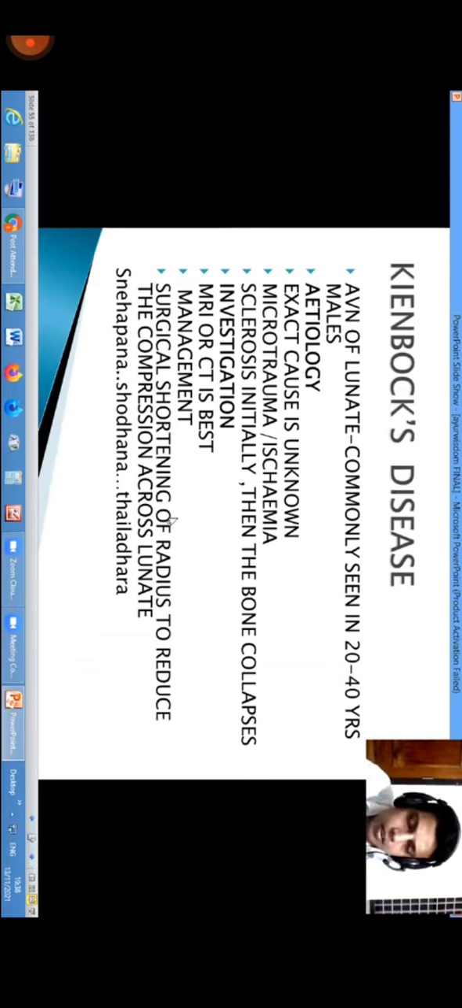Then coming to our management: Snehana, Shodhana and Taila dhara. This line of treatment will be helpful. Snehana is a must in any case of avascular necrosis. Snehana is a must. Then we should do Shodhana. After that, Taila dhara, and Taila can be taken internally. Gandha Taila, Carpal Taila or Dhanvantara Taila are found useful in avascular necrosis.